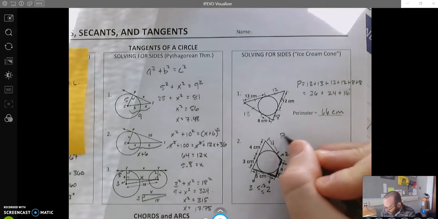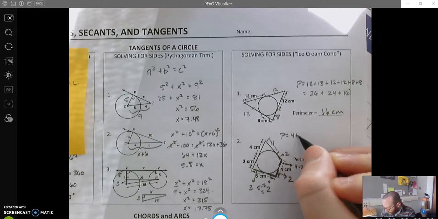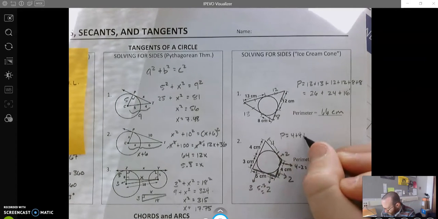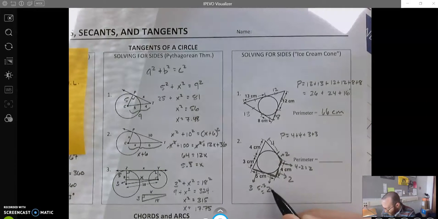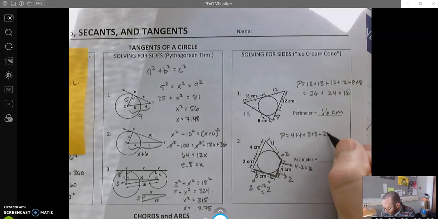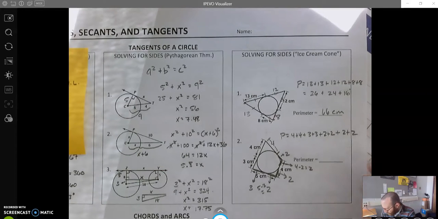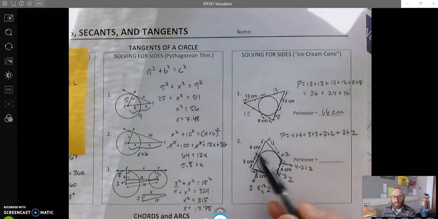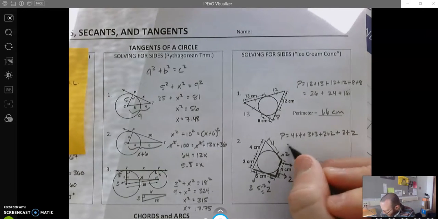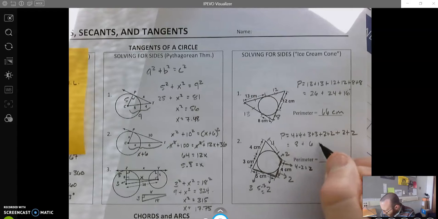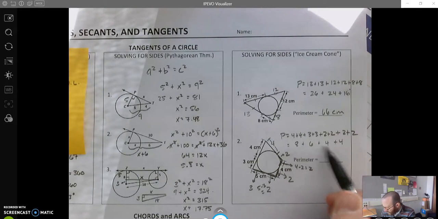If I'm looking at my perimeter, I've got the 4s, the 3s, these 2s, and these 2s. So again, these 4s added up, the 3s added up, the 2s added up, and the 2s added up. That's going to give me 8 plus 6 plus 4 plus 4. So that's 14, 18, and 22 centimeters.